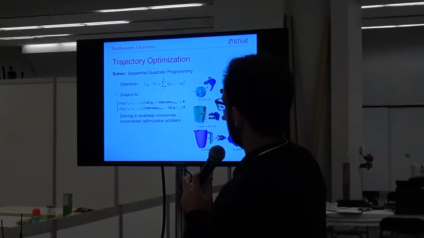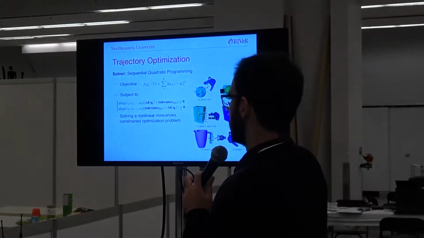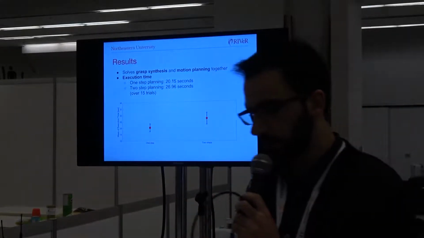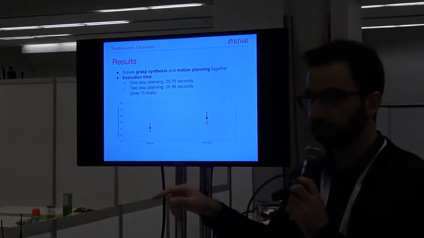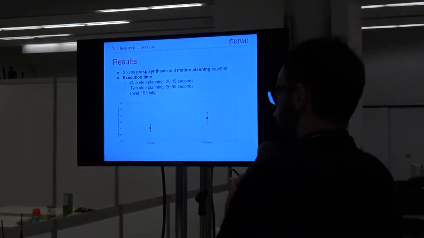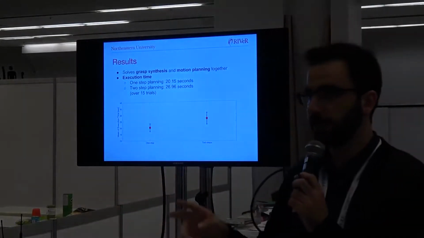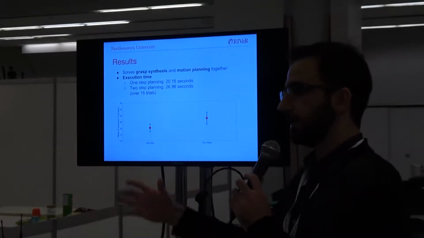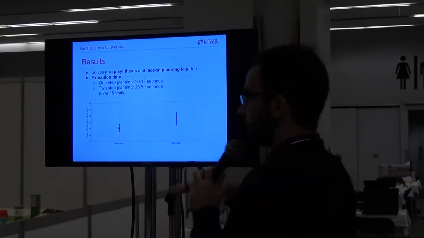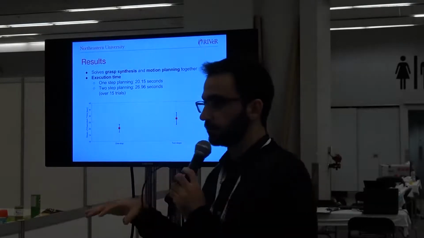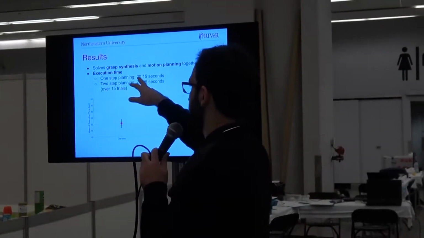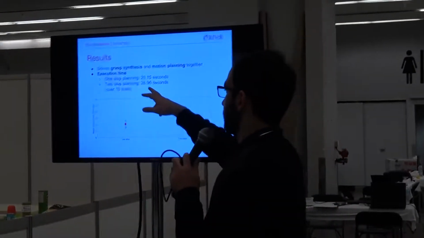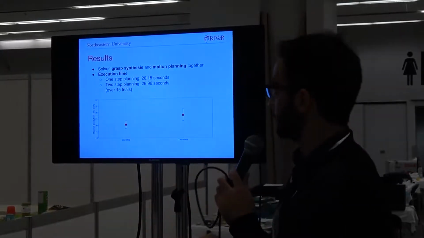This is some of the tests that we have done in the lab. Over the 15 trials, we observed that using our framework with respect to the two-step planning, where the robot plans for picking and placing in two steps, our framework is a lot faster in terms of execution time. You can see that over 15 trials, one-step planning was around 20 seconds, and the two-step planning time was around 27 seconds. So we'll do a quick demonstration.